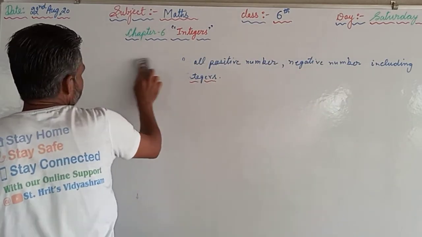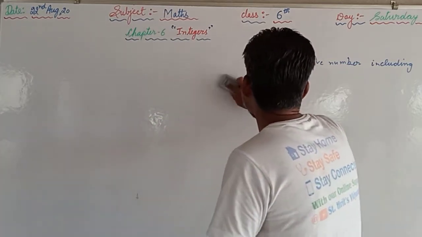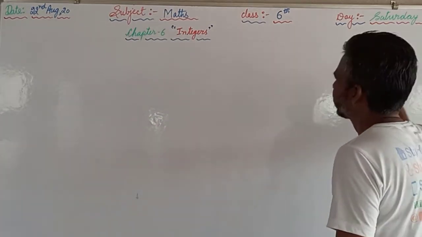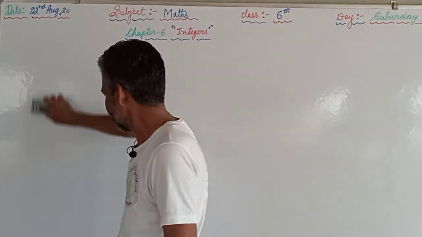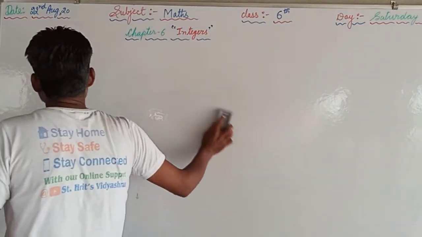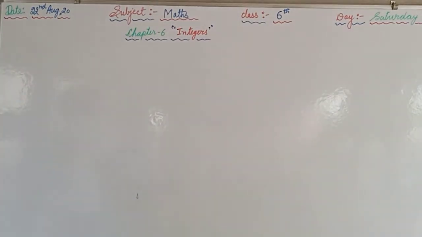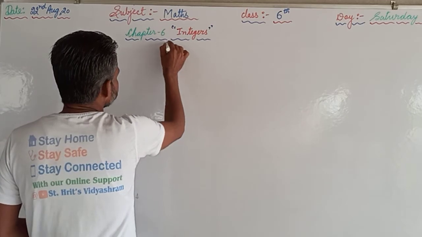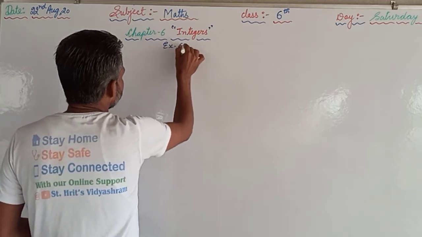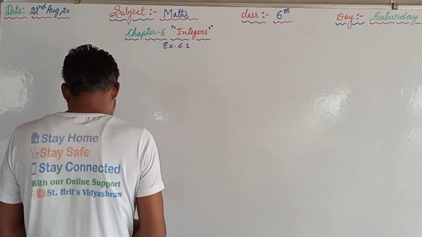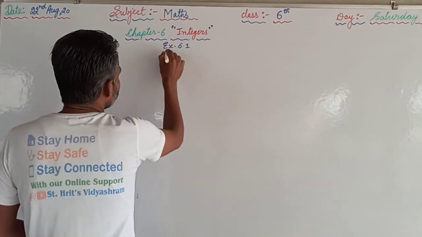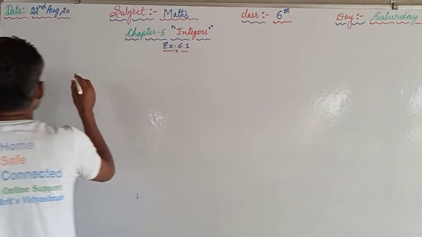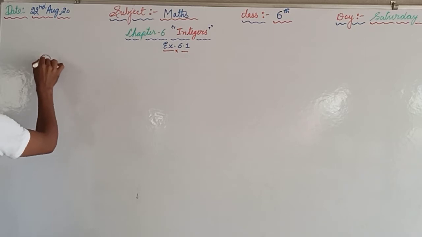At the same time I told you that you should have your textbooks with you whenever you are watching the video, so you should also open the exercise 6.1, that is page number 120. Exercise 6.1 and we are supposed to discuss question number 1.